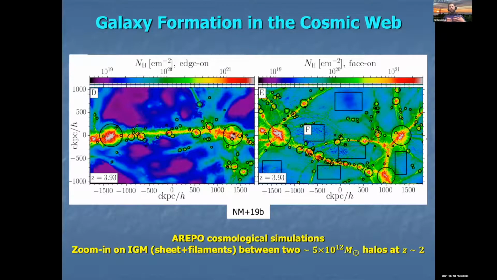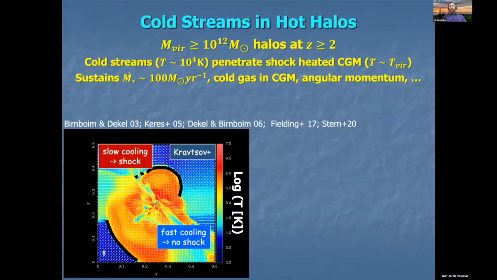And the thinking is that these filaments are able to funnel gas from the cosmic web directly into the centers of these galaxies, and thereby, even when you have very massive dark matter halos that have halo masses of a few times 10^12, 10^13 solar masses, where we expect the circumgalactic medium to be very hot.